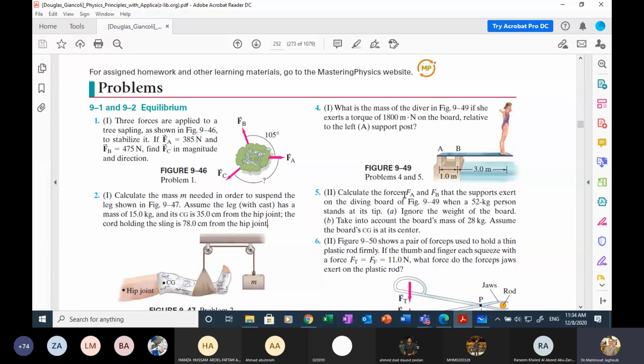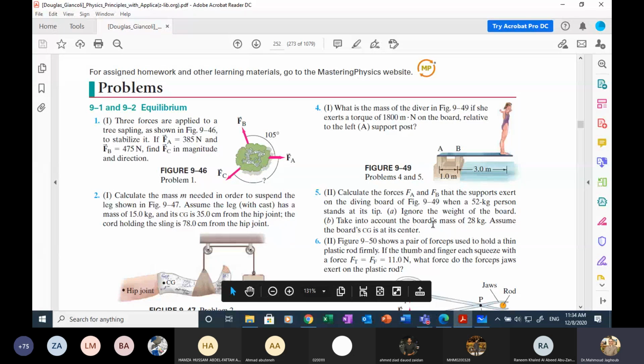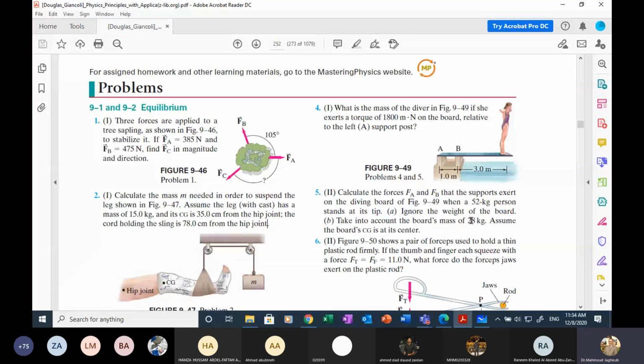So he wants us to find the forces FA and FB in two cases. The first one, ignore the weight of the board. Yani assume this board has no weight, it's massless. And in the second part, take into account the board's mass and the board's weight, and the mass of the board is 28 kilograms. Assume the board's weight acts at the center.